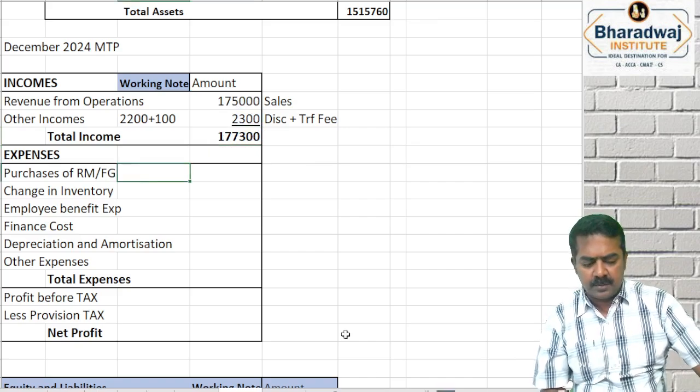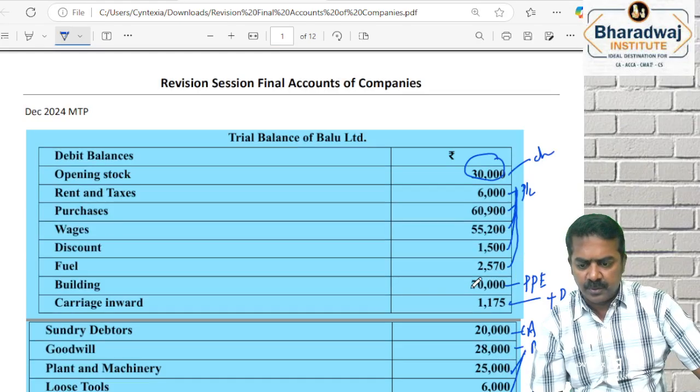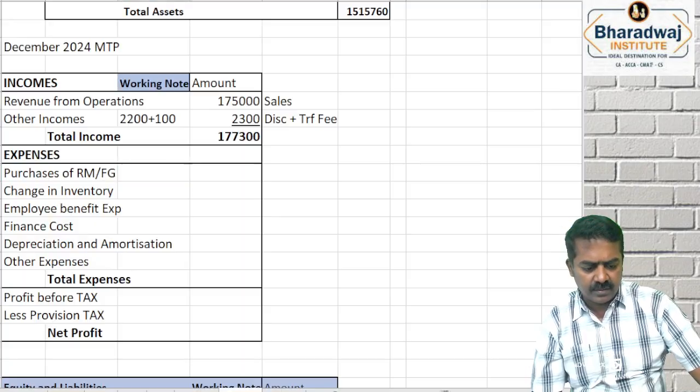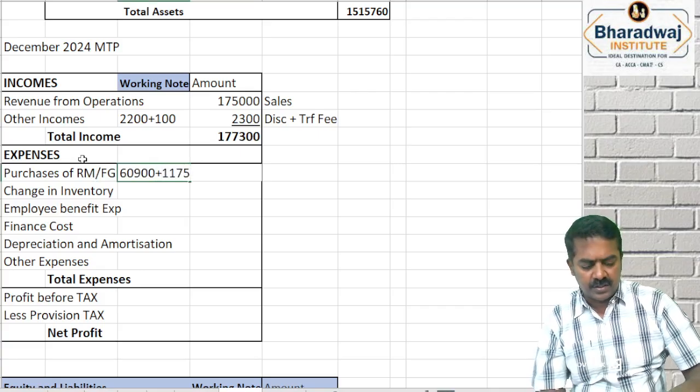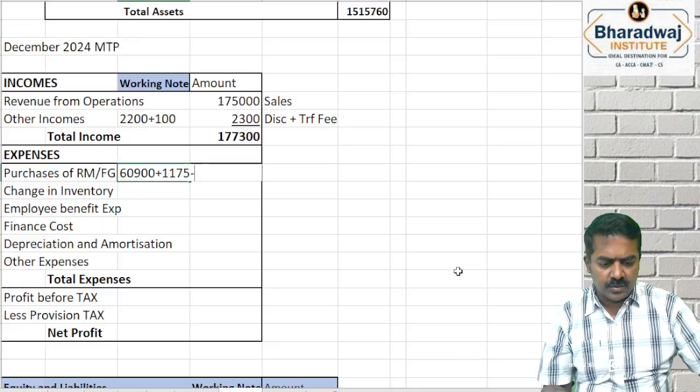Purchases, see. What is the purchases given? Purchases minus returns outward we will take. What is the purchase of goods? 60,900. 60,900 plus carriage inwards. Minus returns outwards. What is returns outwards? 100.